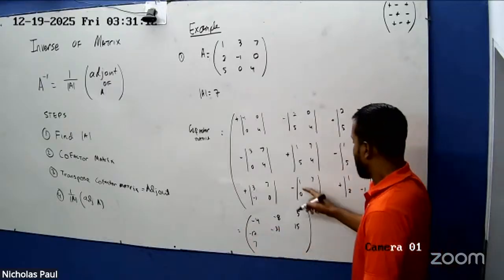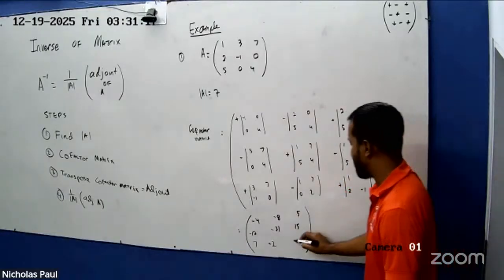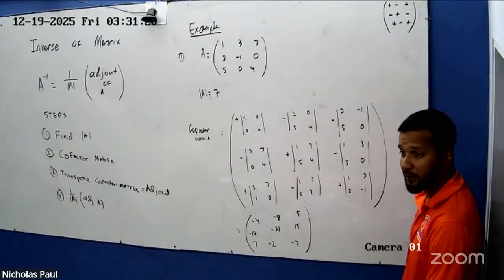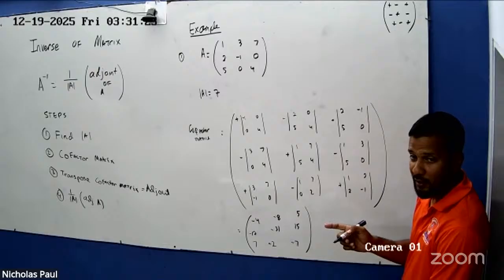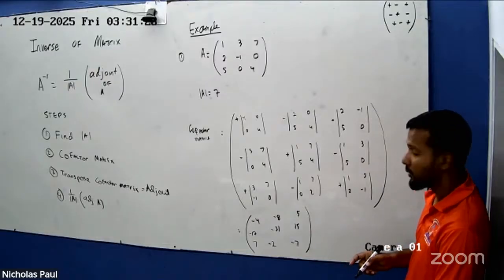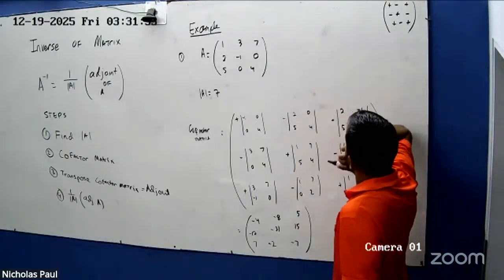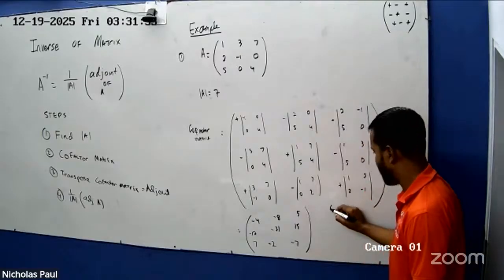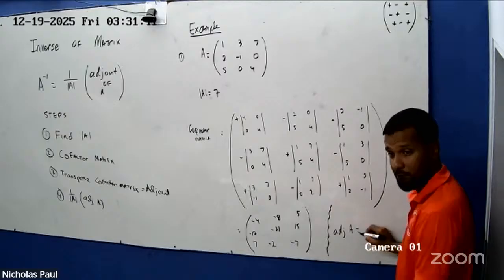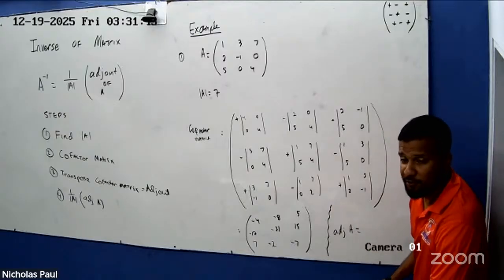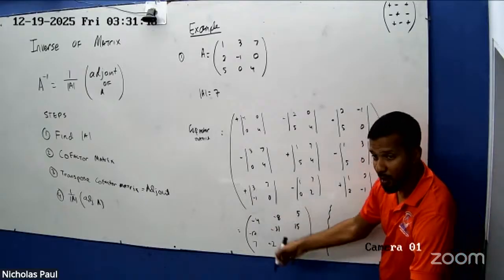2 minus 0, that's minus 2. Minus 1 minus 6 is minus 7. That is called the cofactor matrix. So that's step 1 and 2 done. Step 3 now is transpose. Just watch here now. How do you transpose? Transpose means switching the rows to become columns.